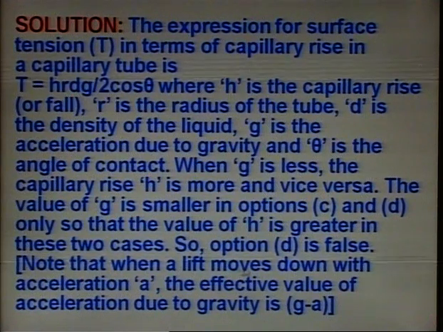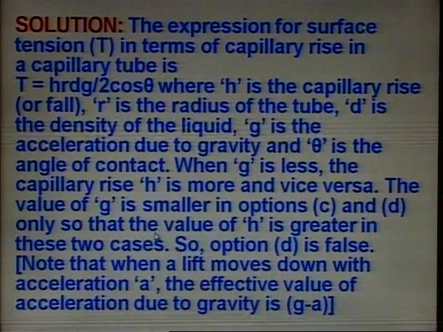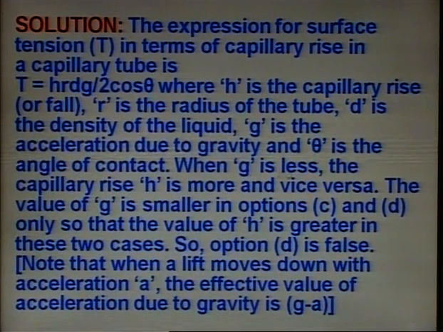Note that when a lift moves down with acceleration a, the effective value of acceleration due to gravity is g minus a. So the answer lies in this: when g is less, the capillary rise h is more. So here the right option is D.